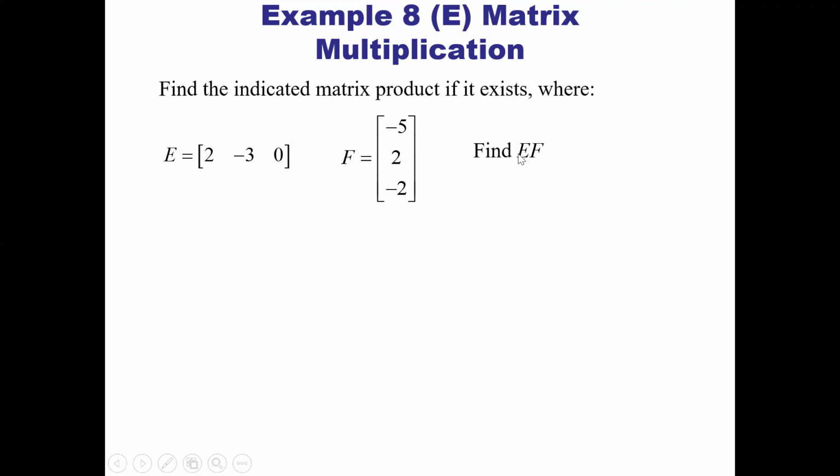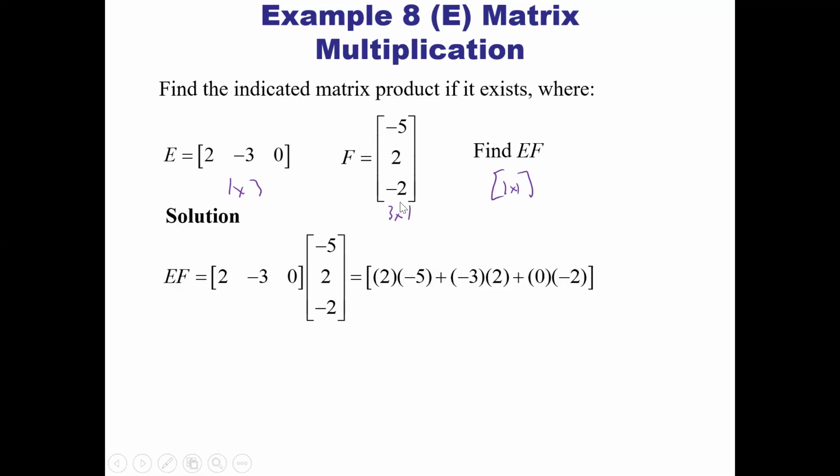All right, what is EF? Well, E is a 1 by 3. This is a 3 by 1. So we're going to get basically a 1 by 1 when we're done. So we're going to take 2 times negative 5, which is negative 10, and then minus 6 is negative 16, and 0, and so we just get minus 16.